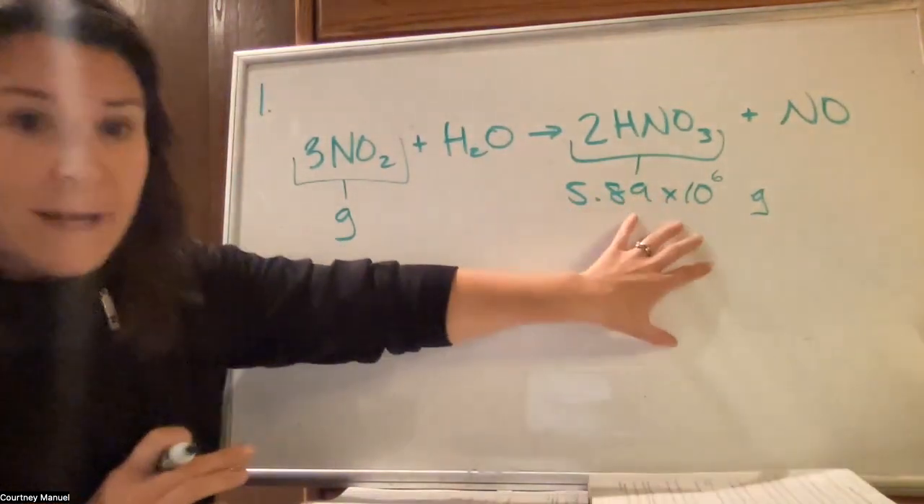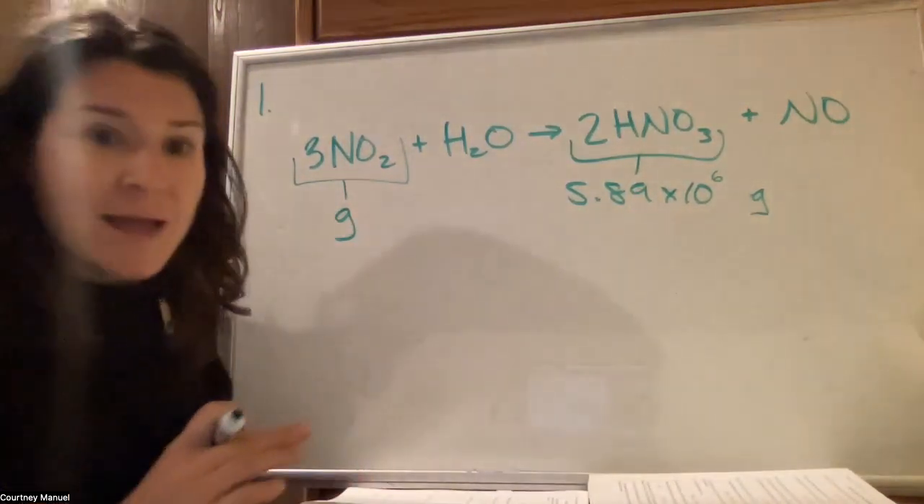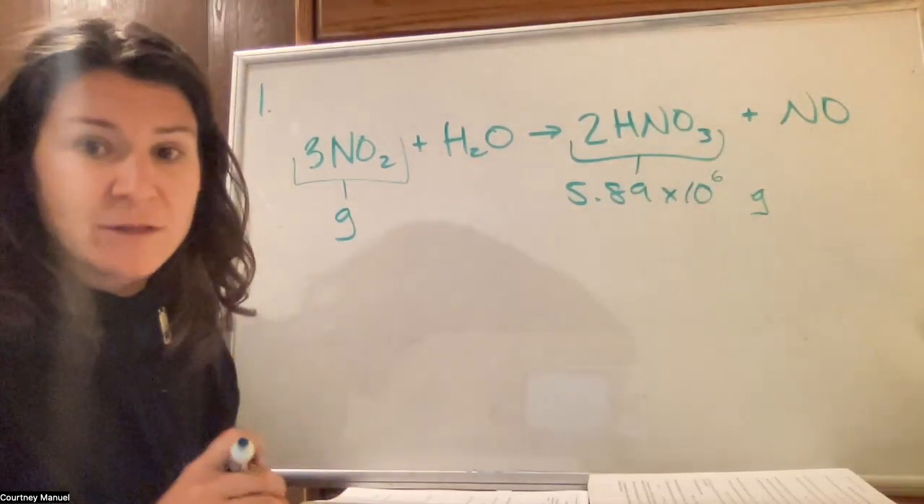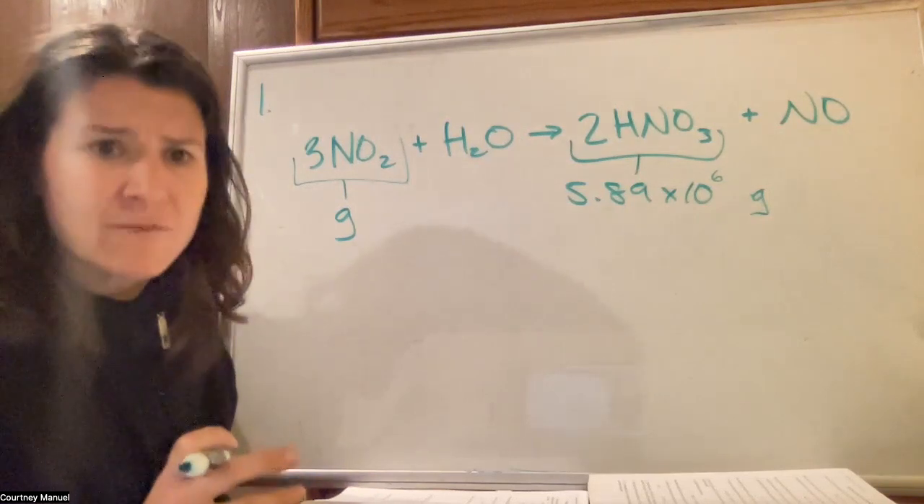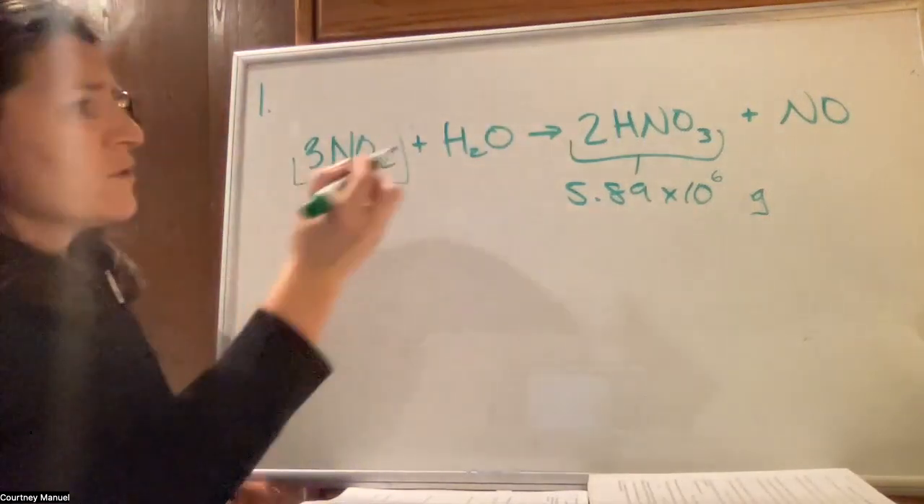We want to go from grams of one part of this reaction to grams in another. But we can't talk in grams. We need to convert everything to, hopefully you're already thinking in your head, moles. We need to convert to moles. Yes, awesome. We're converting to moles. So the first thing we need to do is find moles of this one.